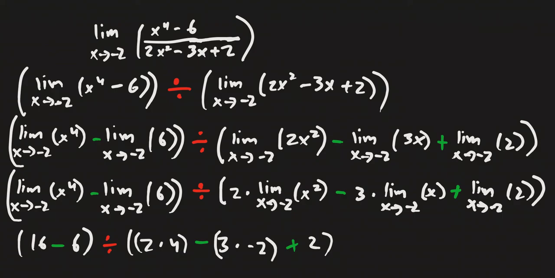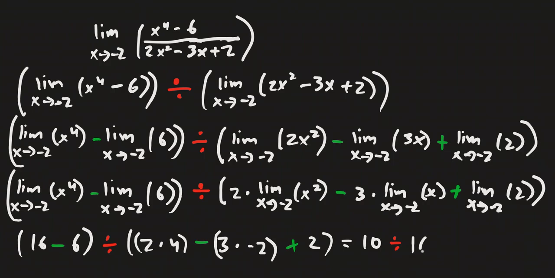Okay, and let's finally just simplify. I'm running out of space here, so I should write it down here. This is just going to become 10 divided by 2 times 4, which is 8, minus negative 6 plus 2. So that's going to become 8 plus 6 plus 2, which is just 16.